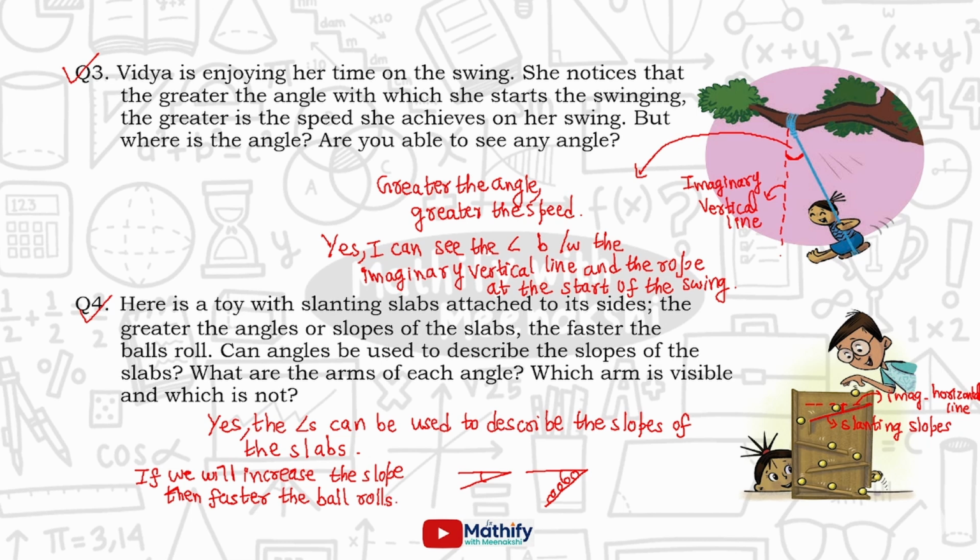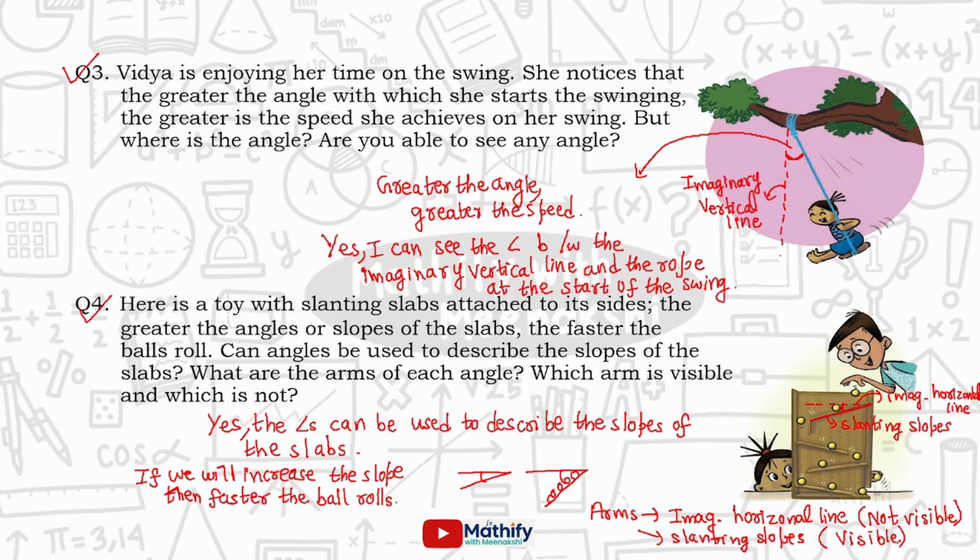Now they are asking what are the arms of each angle? I've already told you that the arms are the imaginary horizontal line and the slanting slopes. They are also asking which arm is visible and which is not. The imaginary horizontal line is not visible, as we wrote, it's imaginary. But the slanting slopes are visible. So that's it. Now let's move to the last question.